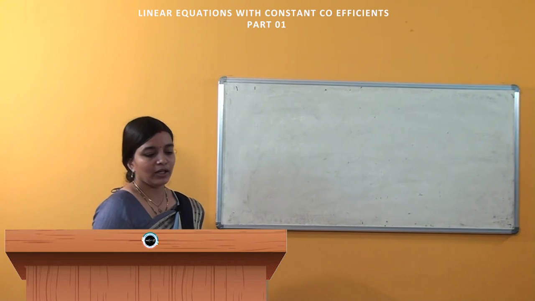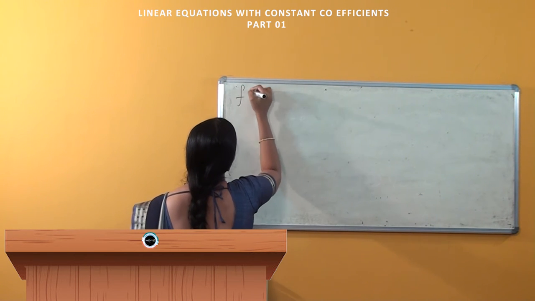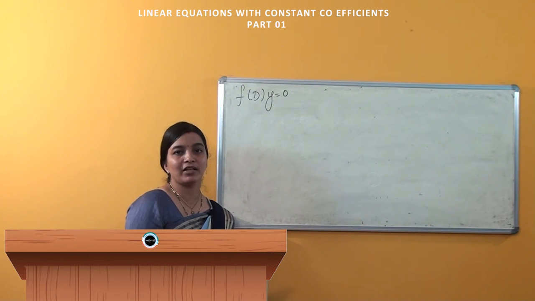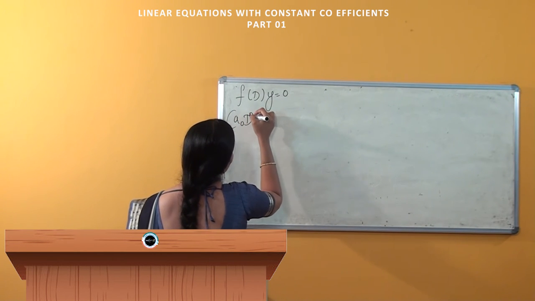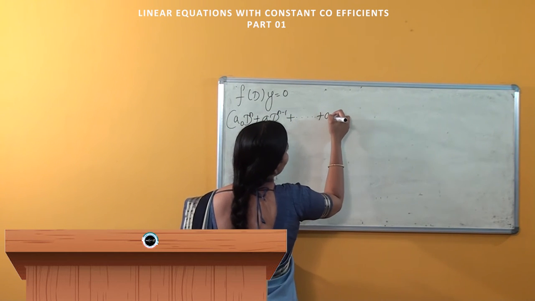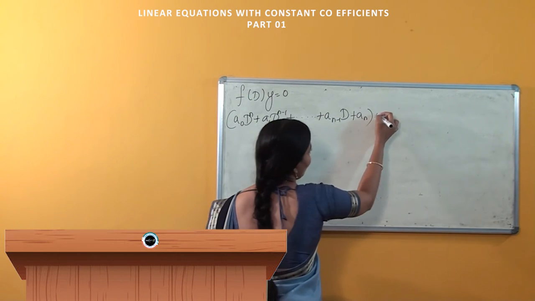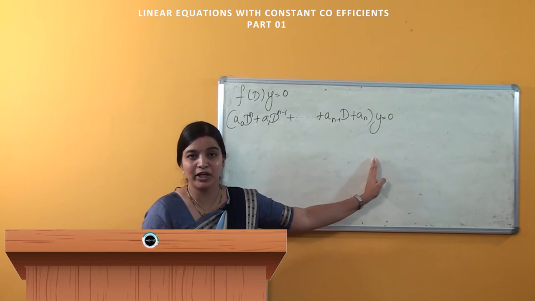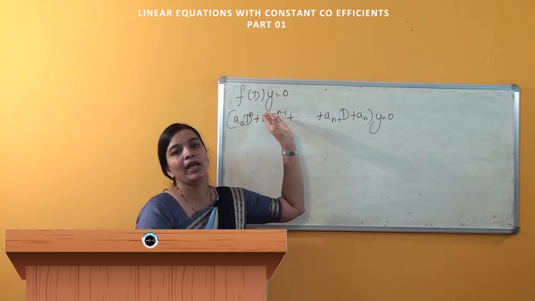Now we'll study the linear equation with constant coefficients. First I'll consider the equation f(D) y = 0. You know that f(D) is nothing but the differential operator of order n. So I can write it as (a0 D^n + a1 D^(n-1) + and so on up to a(n-1) D + an) y = 0. All these ai are constants.